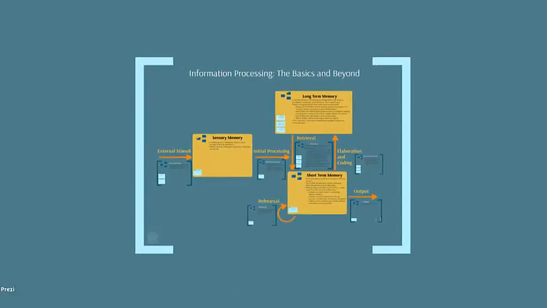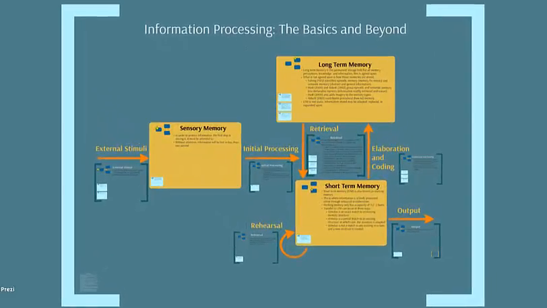Information processing is a theory and a framework aiming to describe how memories are formed and recalled. This presentation will outline 4 basic concepts: the basic information processing model as described by Atkinson and Shiffrin, the dual coding model as described by Paivio, the distributed memory model as described by McClelland and Rumelhart, and the levels of processing model as described by Craik and Lockhart.